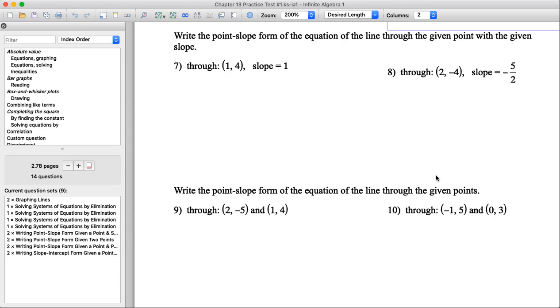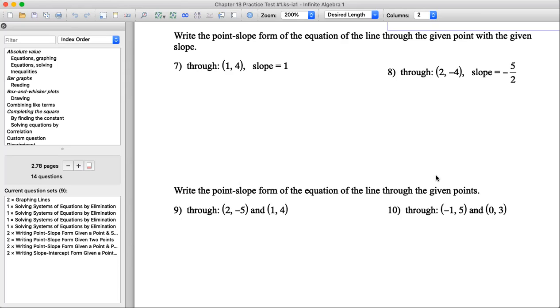What's the difference between 7, 8, and 9 and 10? 9 and 10 both have coordinates, while 7 and 8 have slopes. So which one is easier, 7, 8, or 9 and 10? 7, 8. You're just literally, there's no math involved. You're just plugging in numbers. Okay, there's a little bit of math when there's a negative involved because it's minus, so it turns to a plus. The work involved is 9 and 10, but what is the work?